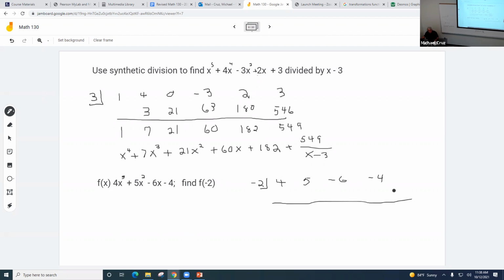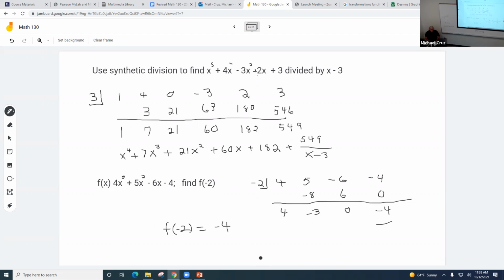And again, bring this down. -4, -2 times 4 is -8. Add up is -3. -2 times -3 is 6. Add up and that's 0. And then -2 times 0 is 0, so add up and it's -4. So that's what we want, and that simply means that f of -2 is equal to -4.